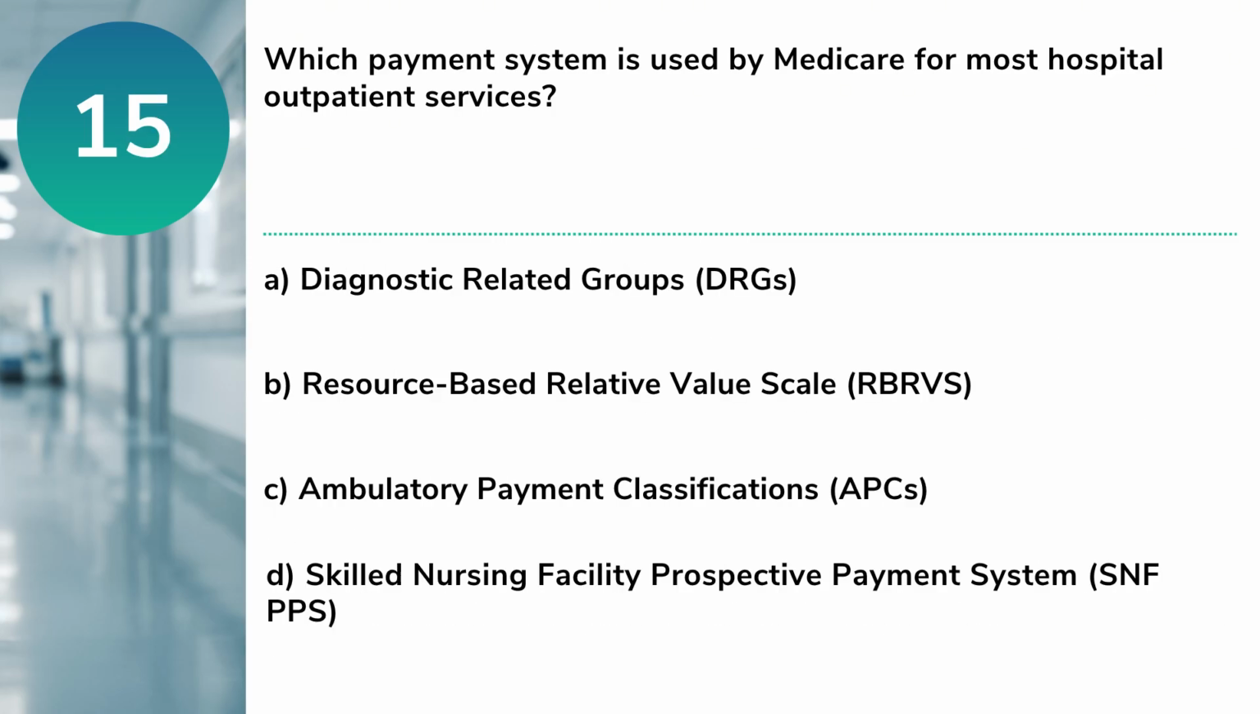Question 15. Which payment system is used by Medicare for most hospital outpatient services? A. Diagnostic-related groups, DRGs. B. Resource-based relative value scale, RVUs. C. Ambulatory payment classifications, APCs. D. Skilled Nursing Facility Prospective Payment System, SNFPPS.